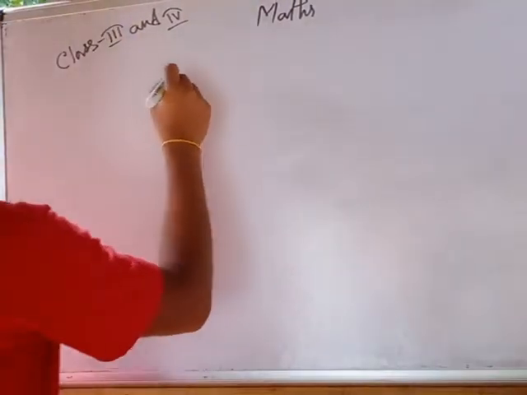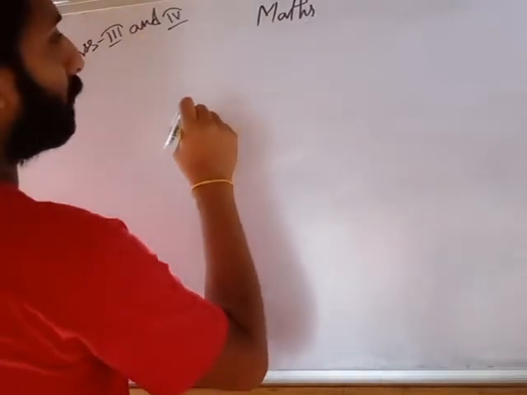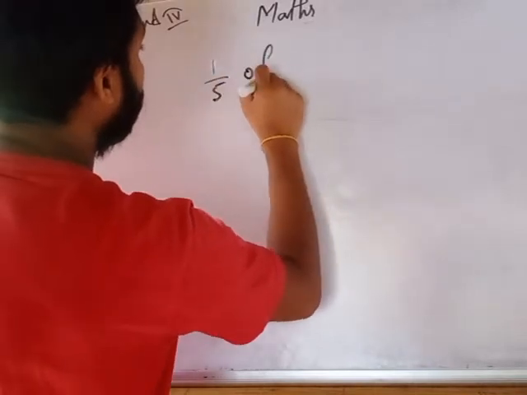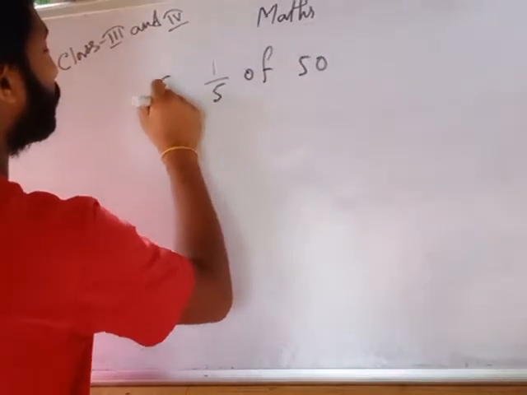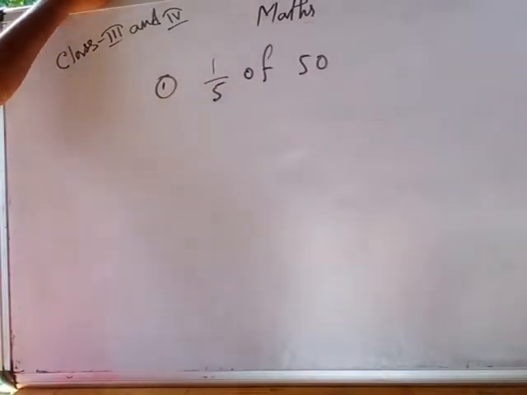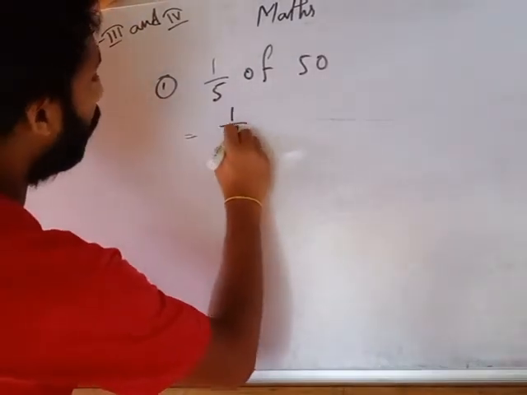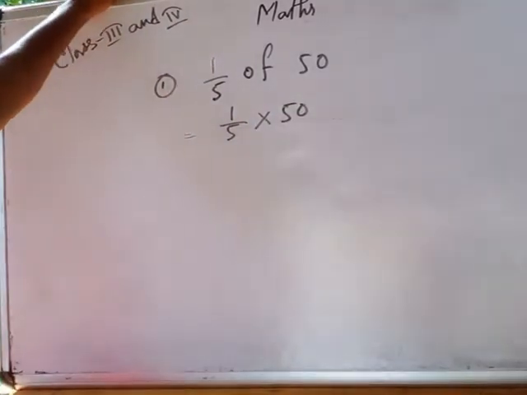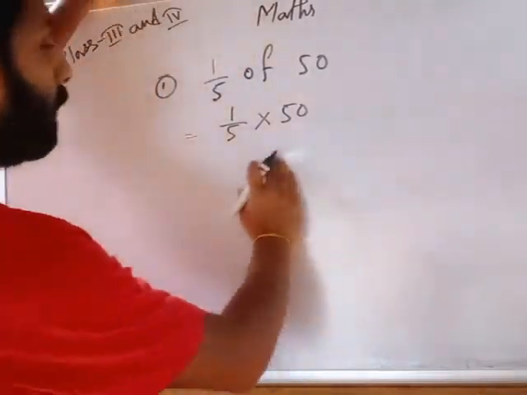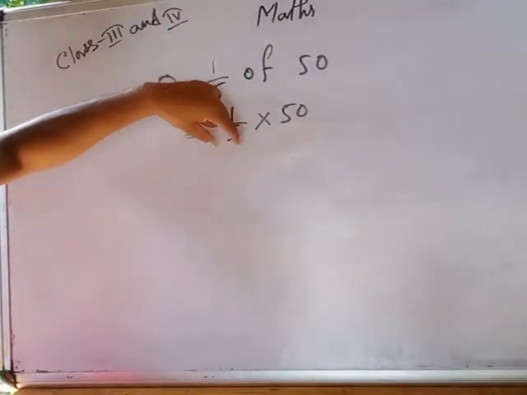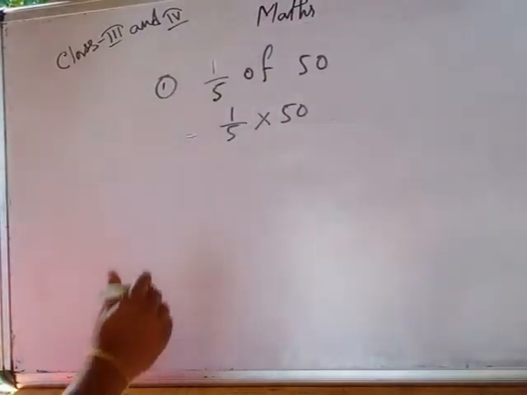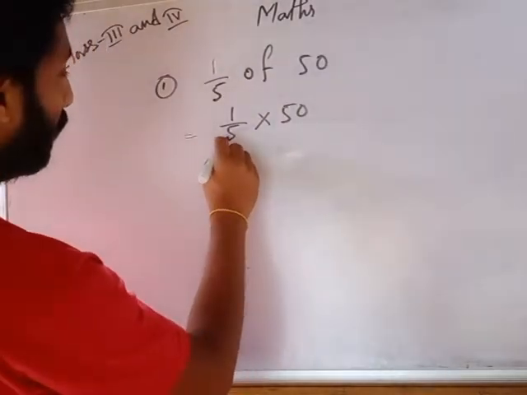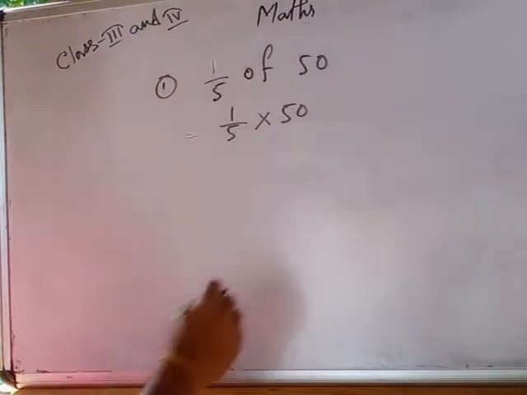But first I will tell you the multiplication with a fraction. Suppose it is 1/5 of 50. 1/5 of 50 means 1/5 multiplied with 50. At first I will divide the numbers, the denominator and the numerator, if they can be divided. 5 and 50 can both be divided by 5.